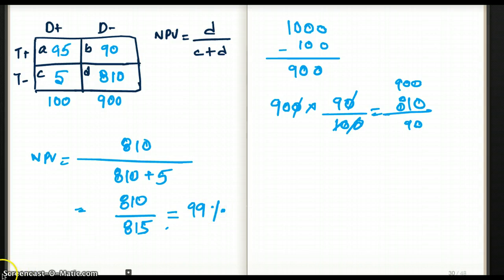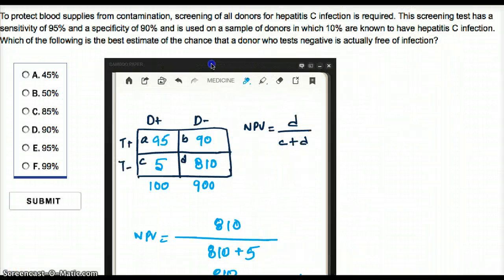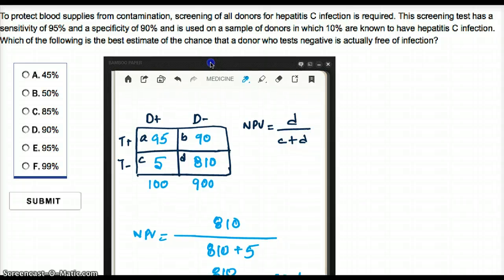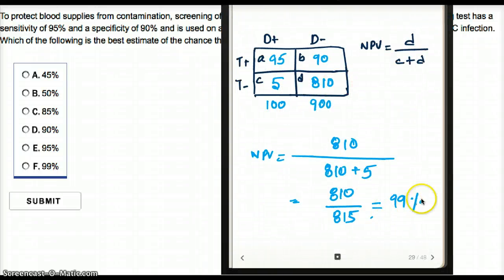Okay. So moving back to our question, which of the following is the best estimate of the chance that a donor who tests negative is actually free of infection? The chance is 99%. So the answer is going to be F.